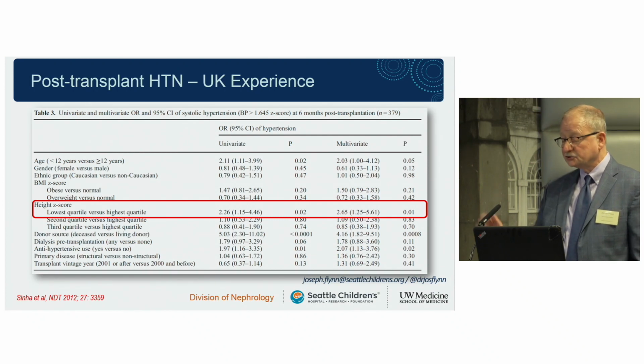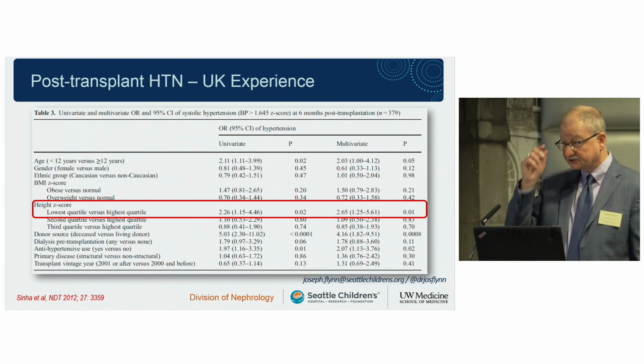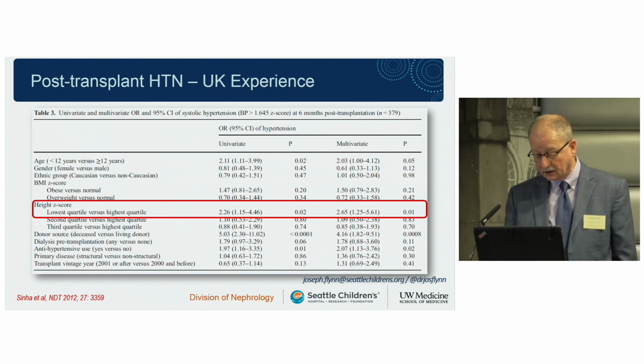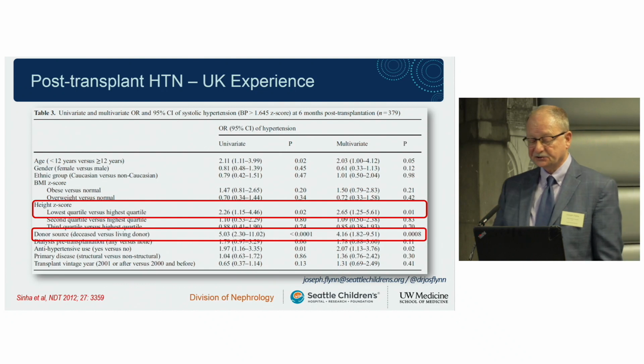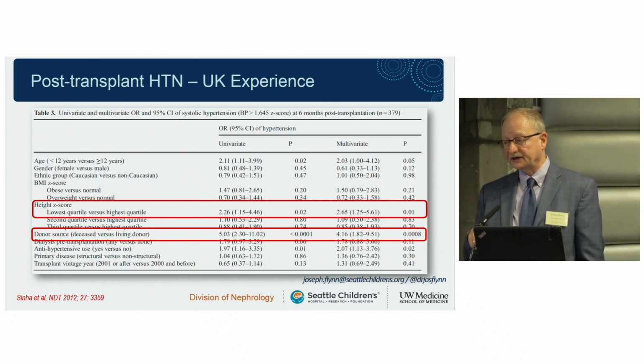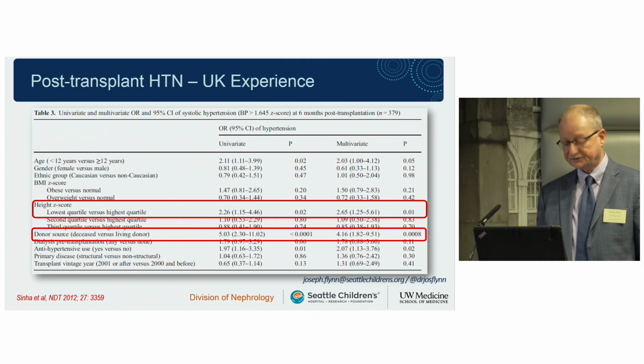So short height, which I imagine is because the high blood pressures weren't being recognized in the shorter children, something which we've just published out of the CKID cohort, actually. And then donor source, where deceased donor patients were more likely to have hypertension compared to living donor patients. Most likely, I would assume, as we'll talk about in a little bit, this is related to different immunosuppression, probably higher doses of calcineurin inhibitors and corticosteroids.